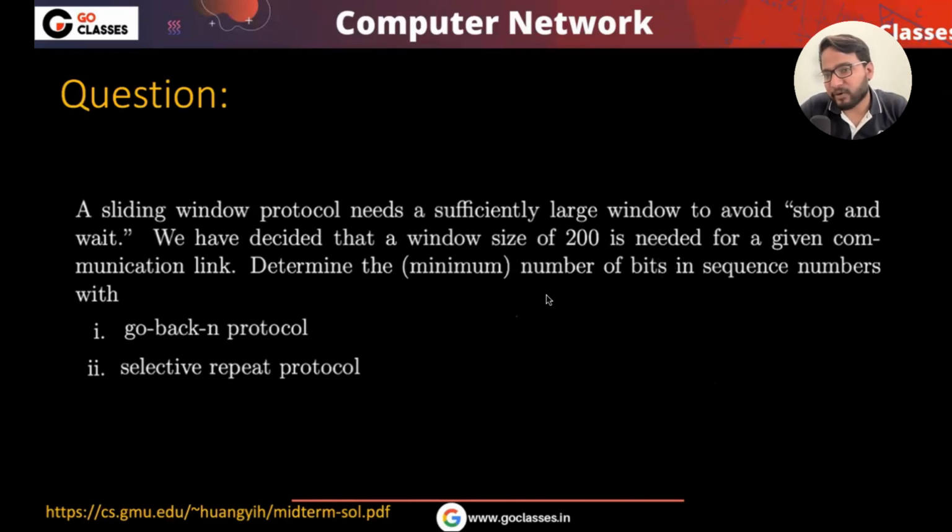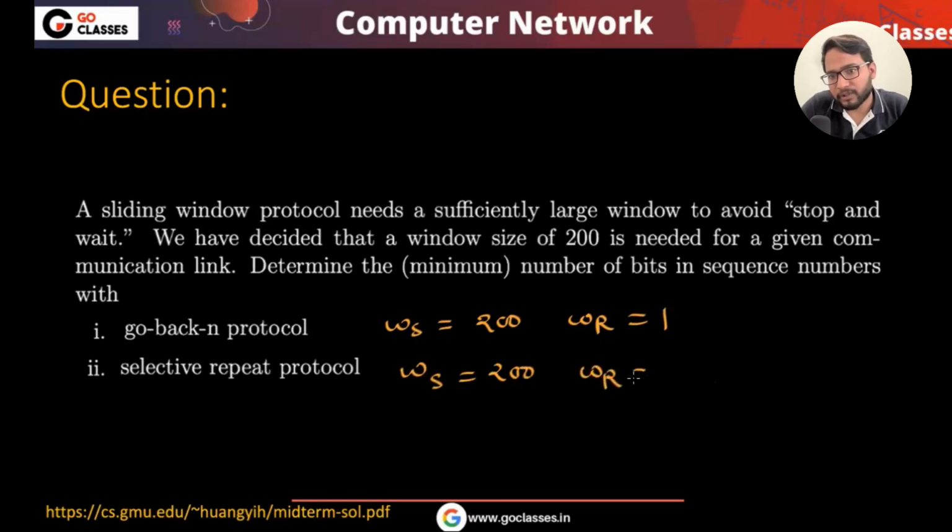So if the sender window size is 200, okay, then in go back N the receiver window will be 1. In selective repeat, if the sender window size is 200, then the receiver window size is also 200, right? In selective repeat, the window size is the same. In go back N, this is the window size. Okay. Now they're saying how many distinct sequence numbers you will be needing here.